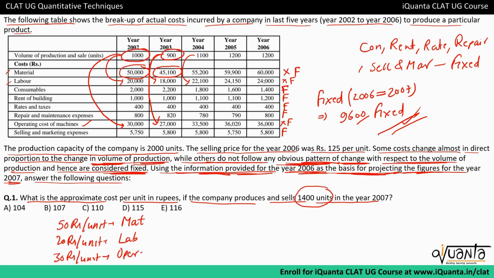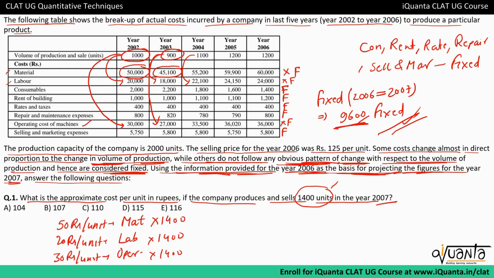So if I find out the total cost in year 2007, either I can multiply every unit cost with 1400. Okay, then I'll be getting the total non-fixed cost, then I'll add the fixed cost to it. I want to find out the approximate cost per unit and I'll divide it by 1400. That will be our answer. But there's a way to generalize the situation.